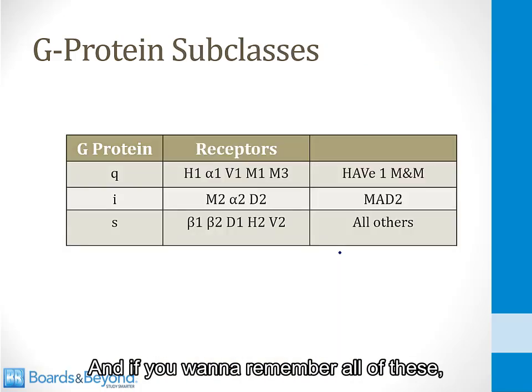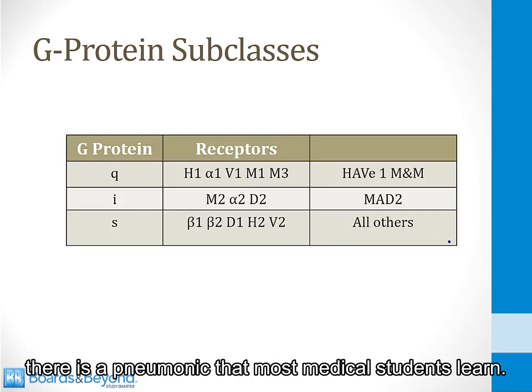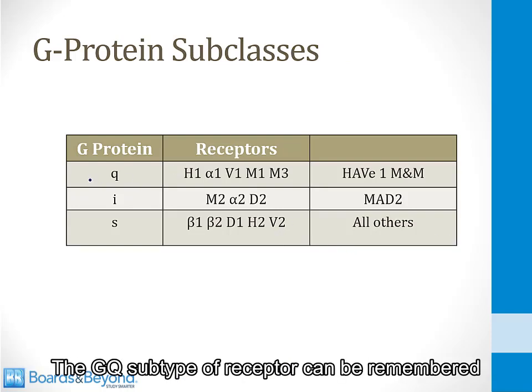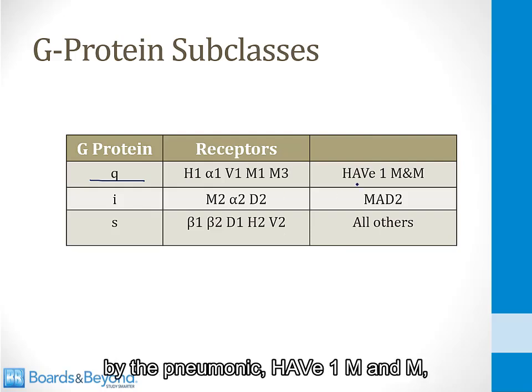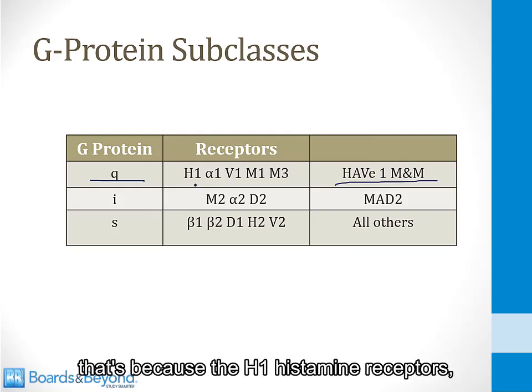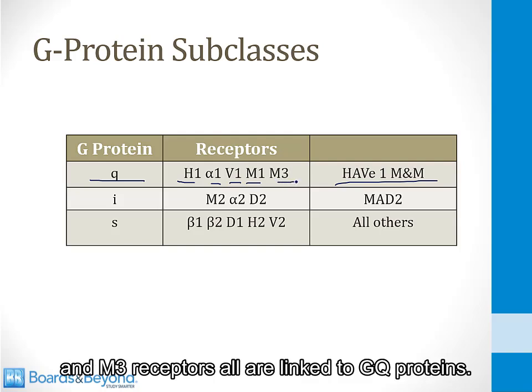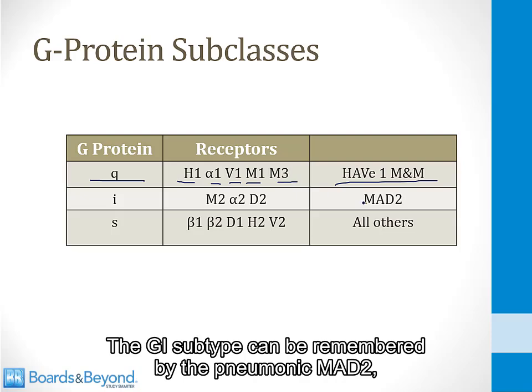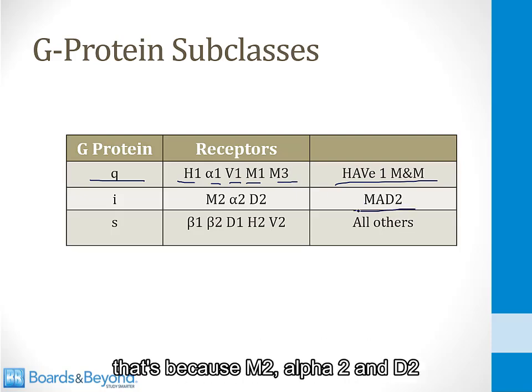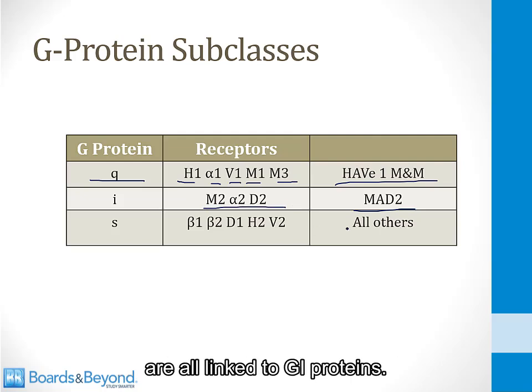And if you want to remember all of these, there is a mnemonic that most medical students learn. The Gq subtype of receptor can be remembered by the mnemonic HAVE 1 3. That's because the H1 histamine receptors, alpha-1 receptors, V1 receptors, M1 receptors, and M3 receptors all are linked to Gq proteins. The Gi subtype can be remembered by the mnemonic MAD2. That's because M2, alpha-2, and D2 are all linked to Gi proteins, and then all the others are found associated with the Gs subtype. Use this if it helps you.